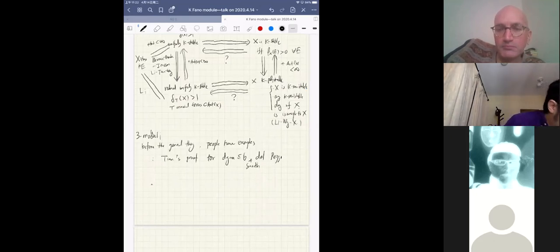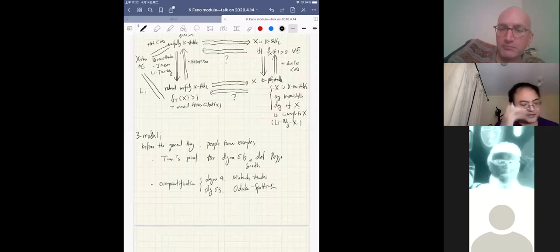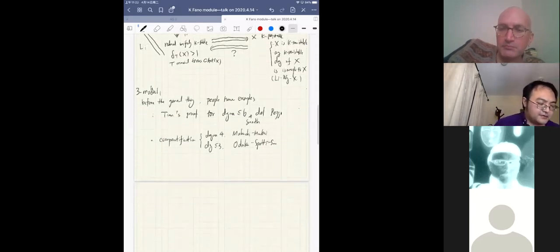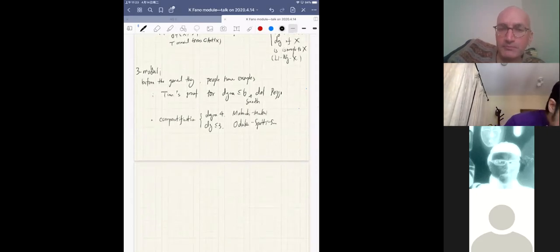And then later, we have the compactification of them. In the degree 4 case, this was worked out by Mabuchi and Mukai in the early 90s. And in degree 1, 2, 3, this was worked out by Odaka, Spotti, and Sun, but this was, I think, sometime in 2016, that it was later. But then in the surface case, this is the compactification of smooth del Pezzo.